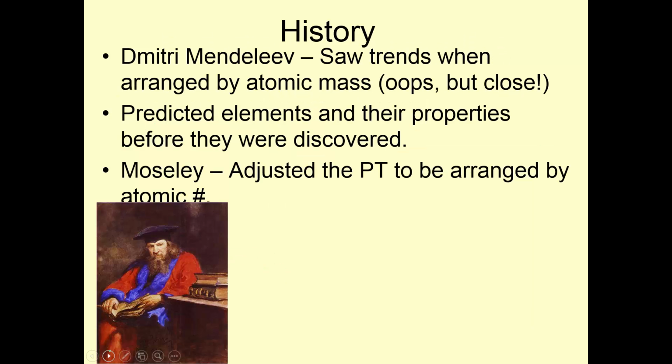Dmitri Mendeleev saw trends when arranged by atomic mass. Oops, but close. He predicted elements and their properties before they were discovered. Wow, that is impressive. That's why he is a genius. Moseley adjusted the periodic table to be arranged by atomic number, which is a little bit better.